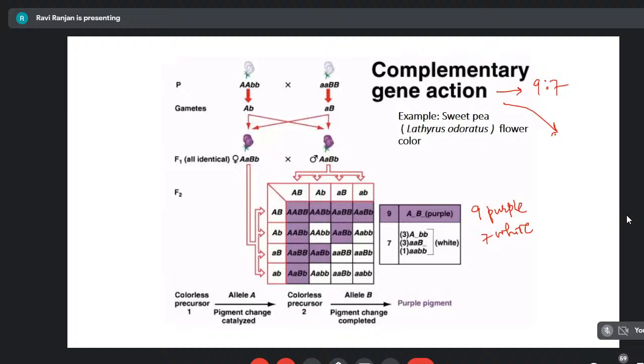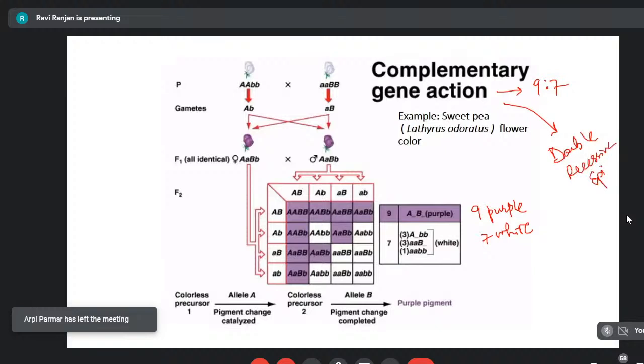But another name for this complementary gene expression is double recessive epistasis. In some books, they mention it as double recessive epistasis. I will come to this later on, but I wanted you to understand from the words themselves: complementary means both genes need to be in the dominant form to express themselves. That is known as complementary gene interaction to give a character.